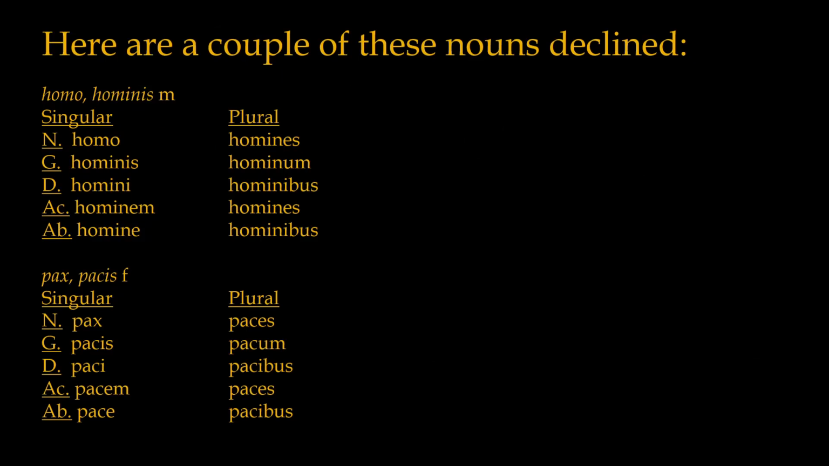Okay, so let's go through these. So homo, hominis, homini, hominem, homine. Plural, homines, hominum, hominibus, homines, hominibus. And as I've said before in other videos, you're going to get different pronunciations from different teachers, different sources. Pax, pacis, peace. Singular, pax, pacis, paci, pacem, pace. Okay? Plural, paces, pacum, pacibus, paces, pacibus. All right?